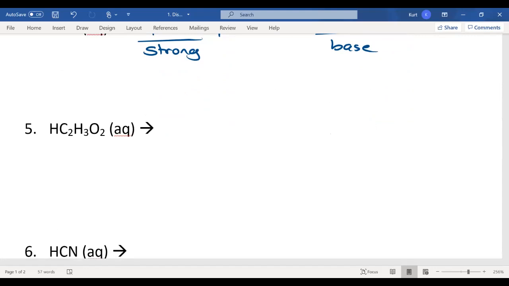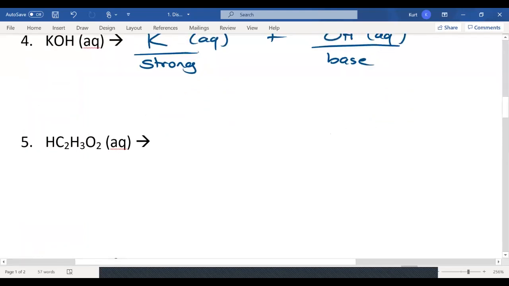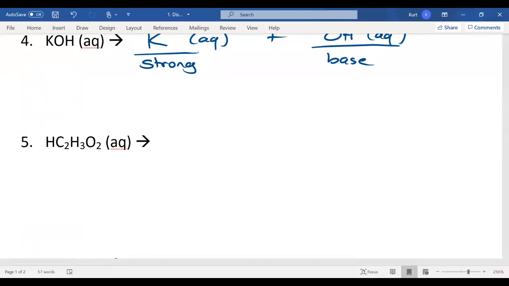Here we have HC2H3O2. I'm not going to give you its name because that would give it away. Scout, does this have hydrogen or does this have hydroxide? Hydrogen. Now let's see what you guys really remember from first semester. What is the polyatomic ion that is in HC2H3O2? This is one of the 8 that I told you you had to memorize. Do you know what it is? No one remembers? That's a shame.